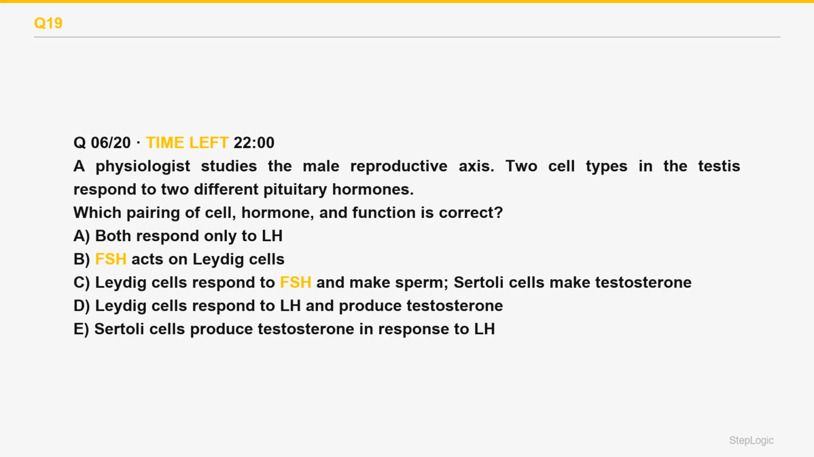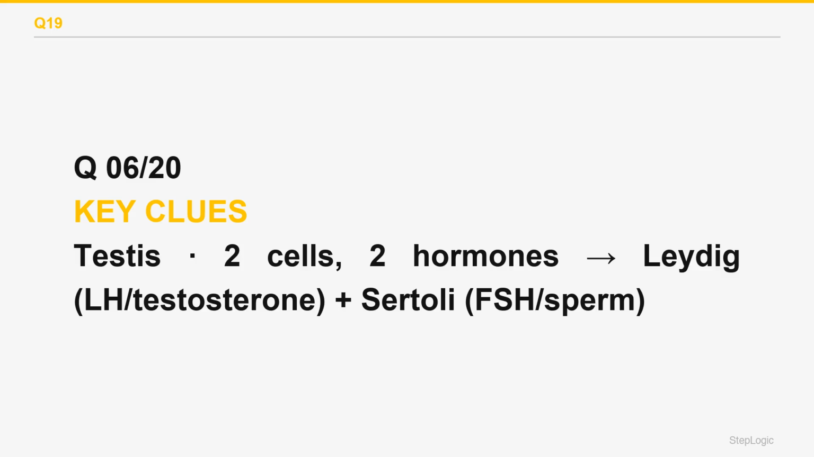Which pairing of cell, hormone, and function is correct? A physiologist studies the male reproductive axis. Two cell types in the testis respond to two different pituitary hormones. Read the command: which pairing is correct? Leydig, LH, testosterone; Sertoli, FSH, spermatogenesis support, inhibin.